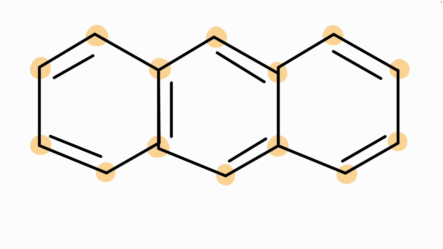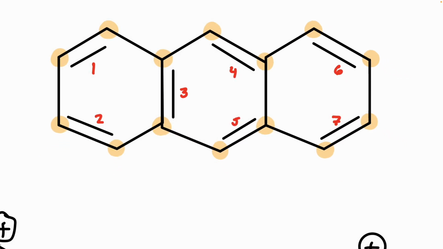So now I'm going to go through and count how many delocalized electron pairs I have. 1, 2, 3, 4, 5, 6, 7. Do I have an odd number of delocalized electron pairs? I do. So this molecule here would be classified as aromatic.